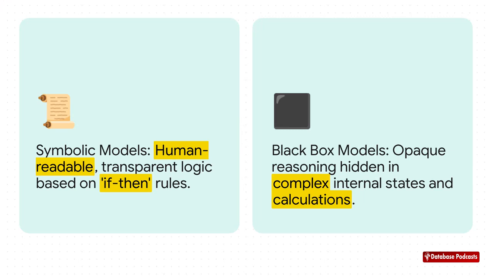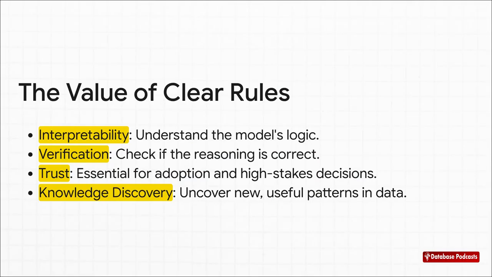So think of it like this. On one side, you've got what we call symbolic models. These are basically just a set of really clear if-then rules. The logic is totally transparent. Anyone can read it. But then on the other side, you have the black box models, things like neural networks. Now, don't get me wrong, they can be unbelievably accurate, but their reasoning is buried deep inside millions of complex calculations. It's totally opaque.